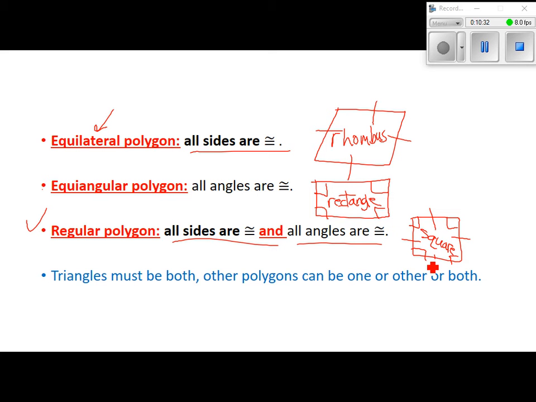When we were doing triangles, we said if a shape was equilateral, then it also had to be equiangular. That only works for triangles. It doesn't work for other polygons.